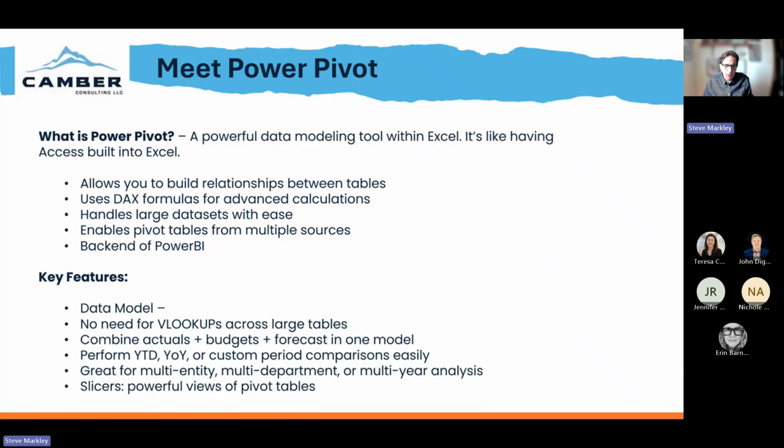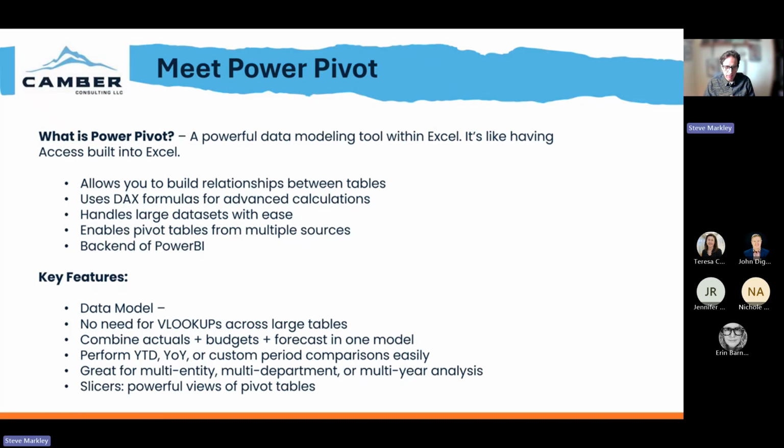Okay, so what is Power Pivot? It's a data modeling tool. It is a more sophisticated pivot table. And what that means is that there is a data model behind your pivot table. So the data model establishes where the data is coming from. So you could pull from multiple tables and combine it into one pivot table.